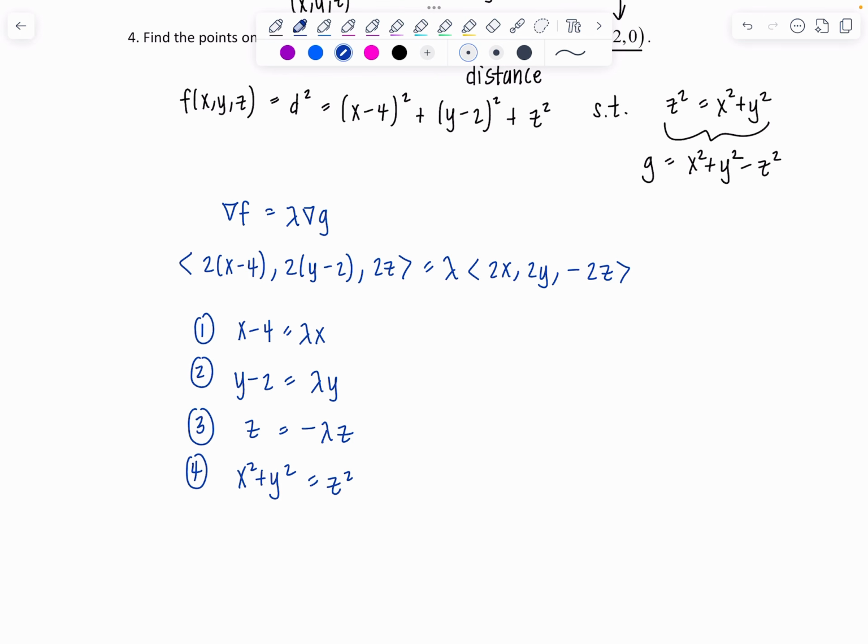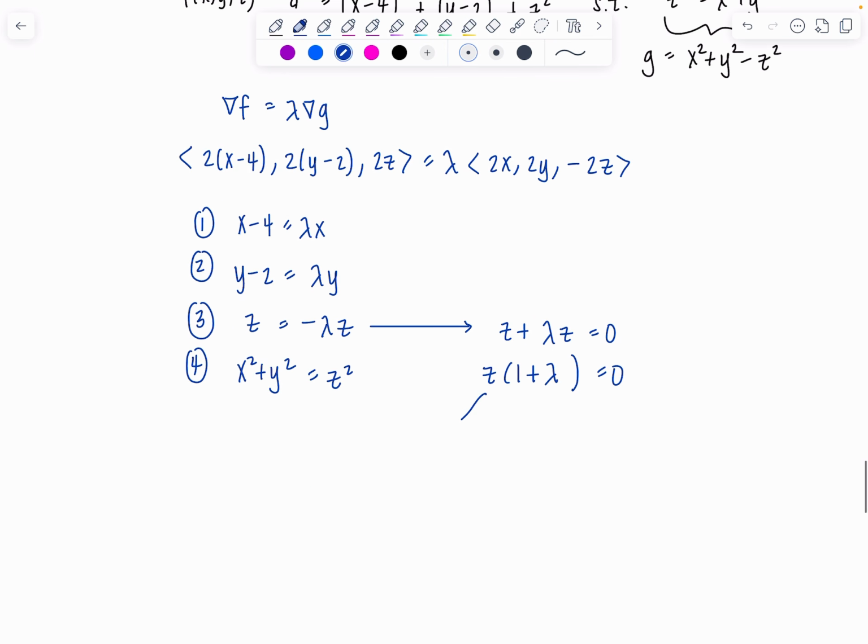Okay. Let us see. What's calling out to me is equation 3 because it looks the simplest. You see that? And I have z plus lambda z is 0. Factor out z: z times (1 plus lambda) is 0. So 2 things can be true. Both could even be true. Who knows? z could be 0 or lambda could be negative 1.